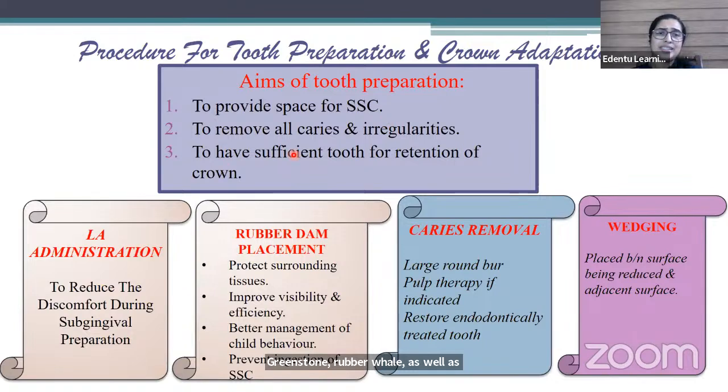Getting on into the aims of tooth preparation: it is basically to provide a space for the placement of a stainless steel crown, to remove all of the caries and the irregularities, and to have sufficient tooth for retention of the crown. And these are the things we had already discussed. Go with adequate LA administration in such a way that the patient won't have any discomfort, adequate rubber dam placement, removal of the caries, and also the wedging techniques.